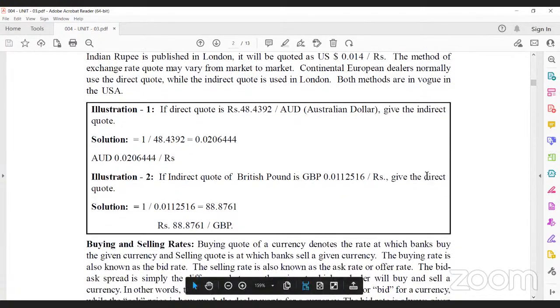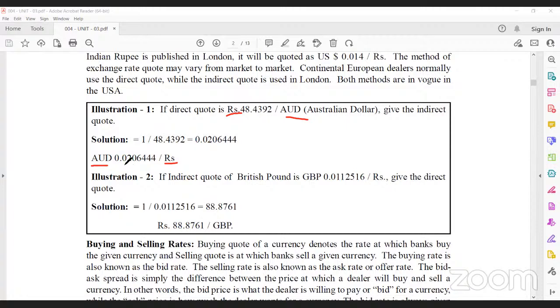Here you can see this is Australian dollar, given the indirect quote. Now, if the direct quote is this, that means this is rupees and this is Australian dollars. In case this has to be converted into indirect, then Australian dollar will become the numerator. That is, the foreign currency will take the numerator's place and the domestic currency will go in the denominator place. This is the change.